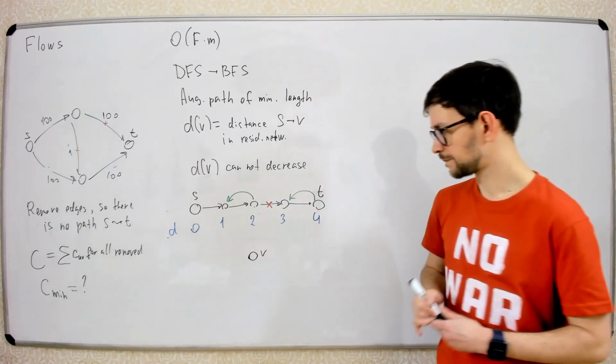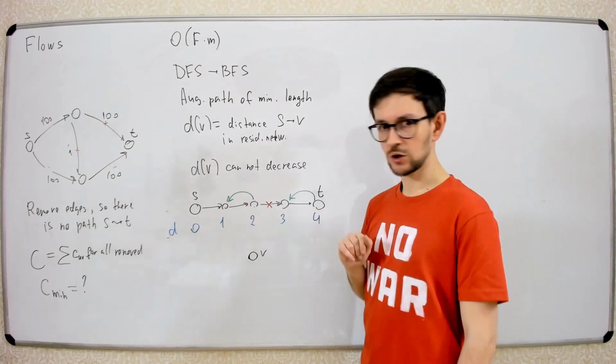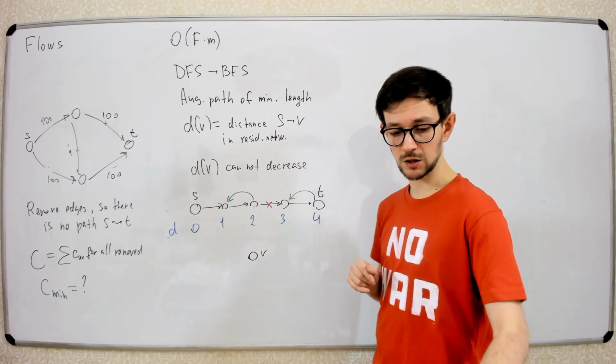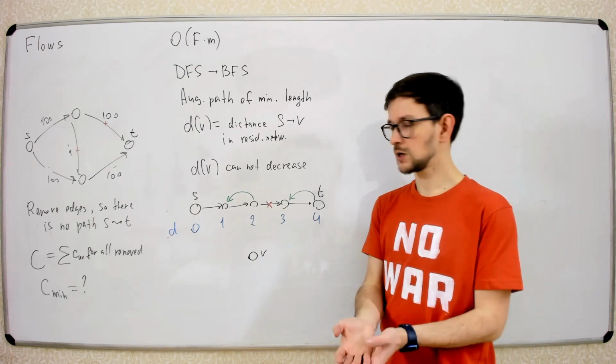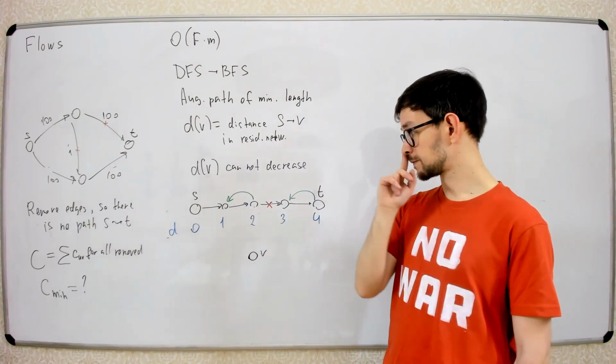Some node here. Can we use this edge to make a better path to this node V? For this node V, we have some current distance, right? So if we add edges from this node to this node, can this distance decrease?